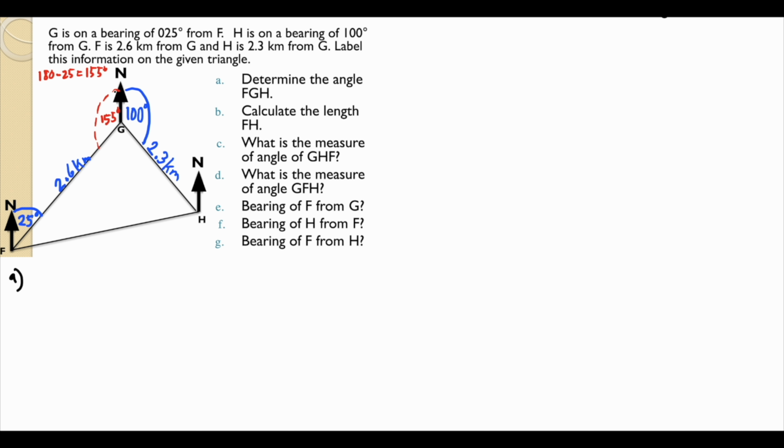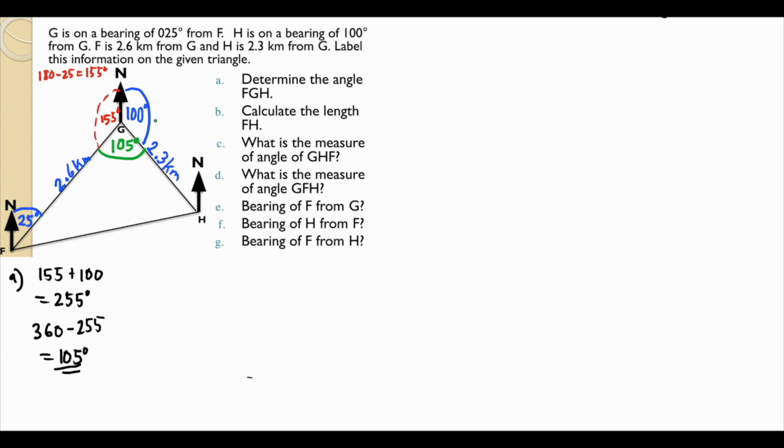This whole thing here is supposed to add up to 360. So 155 plus 100 gives me 255 degrees. Now when I subtract that from 360, I will end up with 105 degrees. Excellent. So this is 105 degrees.